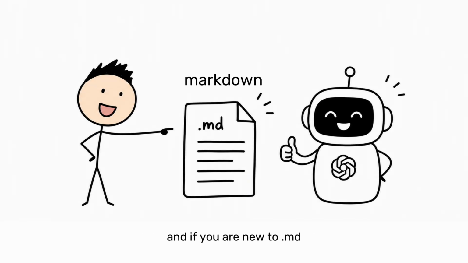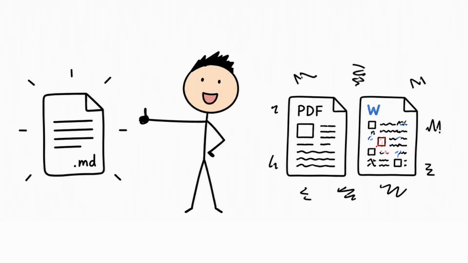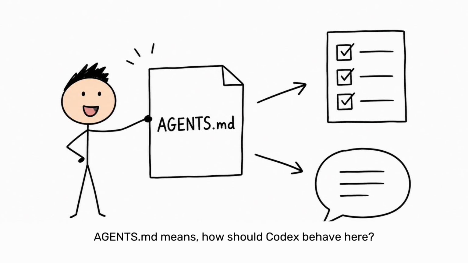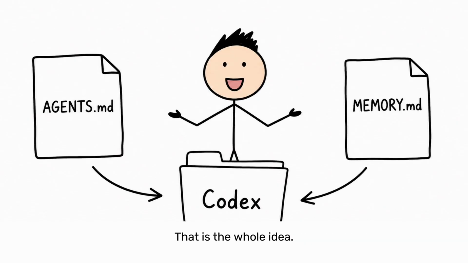And if you are new to .md, it just means a very simple text file that AI can read easily. It is better than PDF or Word here, because the text stays clean. The AI does not need to fight the formatting, and that usually wastes fewer tokens too. AGENTS.md means, how should Codex behave here? MEMORY.md means, what should Codex remember here? That is the whole idea.